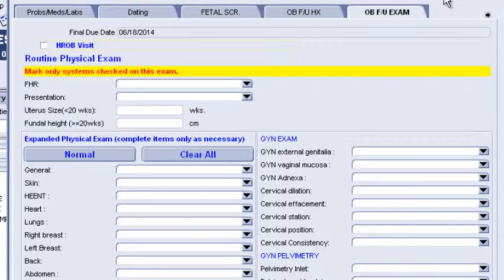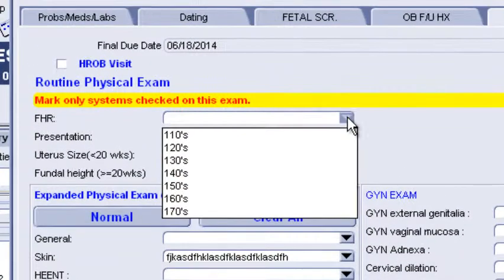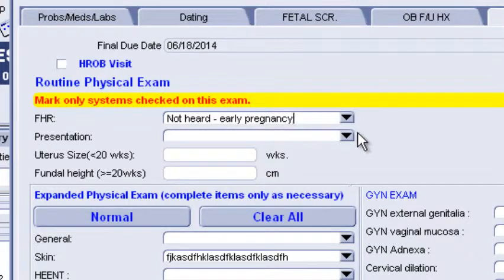Again, for a prenatal visit, the physical exam is often extremely brief. You might only be doing the fetal heart tones, the presentation, and the uterine size. If the person has a particular complaint, say a rash, you might document something under skin exam here. But for a typical well prenatal visit, often all you have to do is say, okay, we listened to the heart tones, but we didn't hear them, noting early pregnancy, because at 9 weeks you often wouldn't.